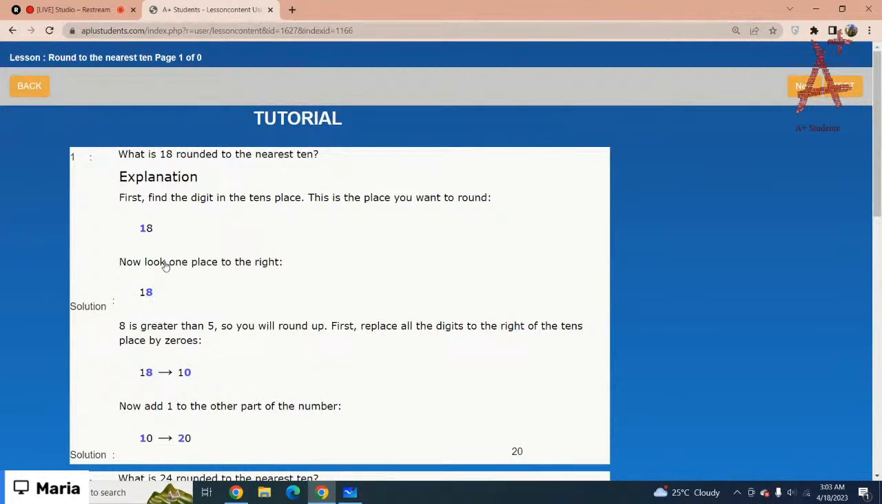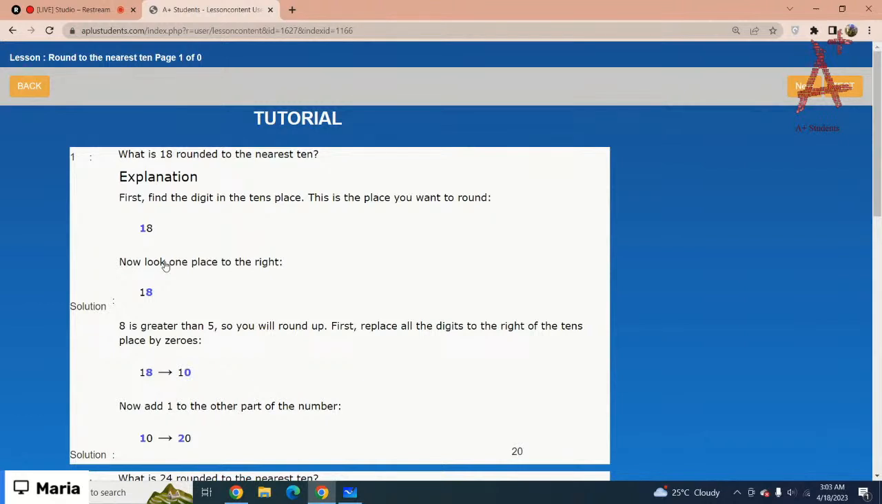Got it? So first find the digit in the tens place. Basically, you have to look for the digit. 8 is the digit that is at the ones place. Now let's look at the digit that is at the left side of the 8. Got it? That would be 1. So you have to compare. Now look at the ones place, right, you have 8. 8 is greater than 5. So you have to round up.